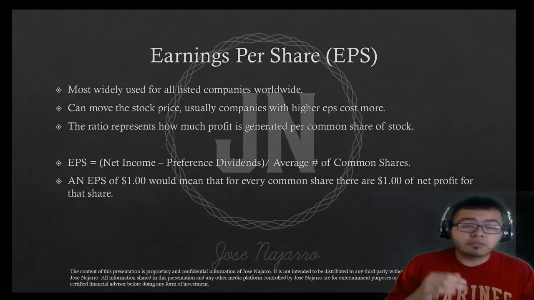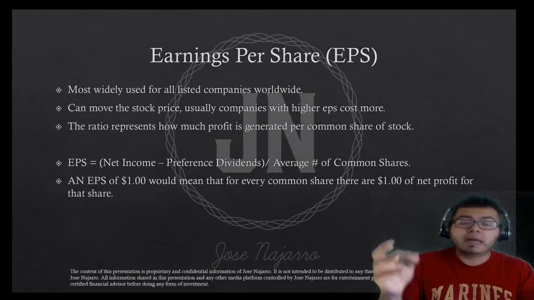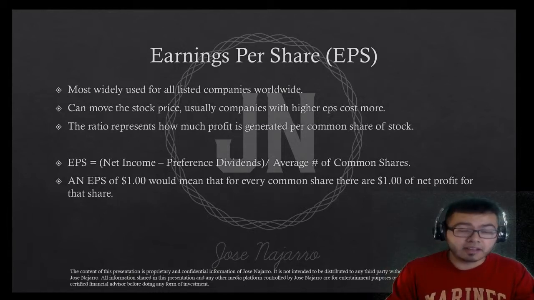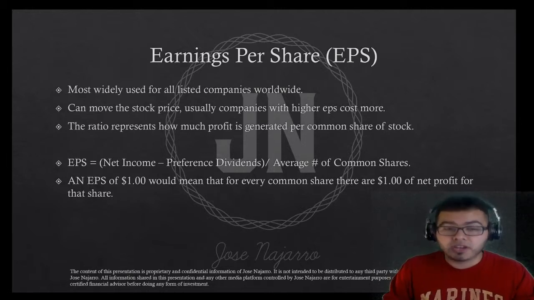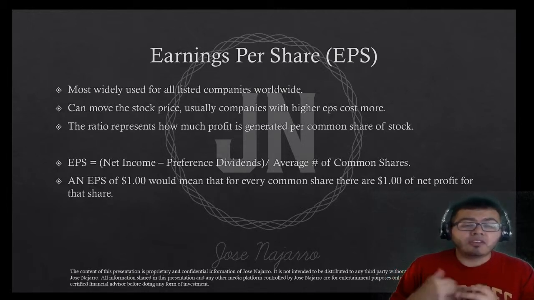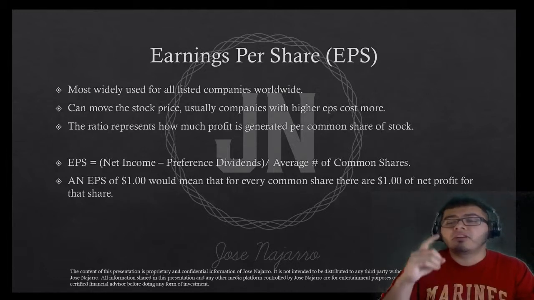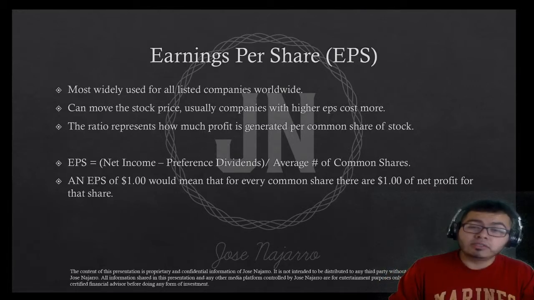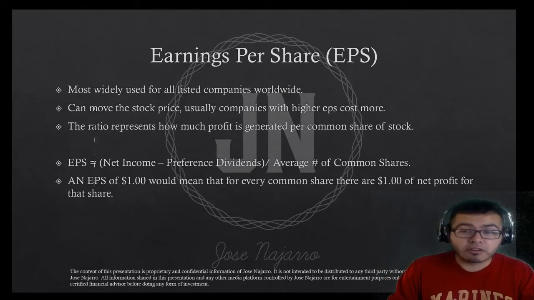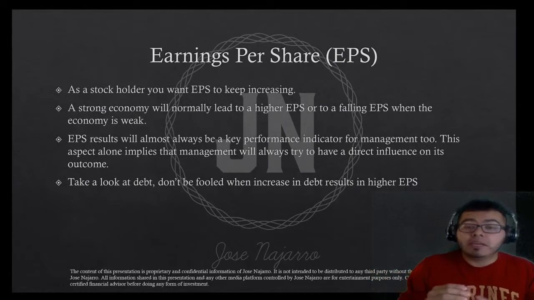A quick way to calculate earnings per share is net income, which you can find in your income statement, minus preference dividends, which you can also find in the income statement, divided by the average number of common shares. Let's say we get an earnings per share of $1. That would mean that for every common share, there is $1 of net profit. Obviously, you want a positive earnings per share. As a stockholder, you want earnings per share to keep increasing.